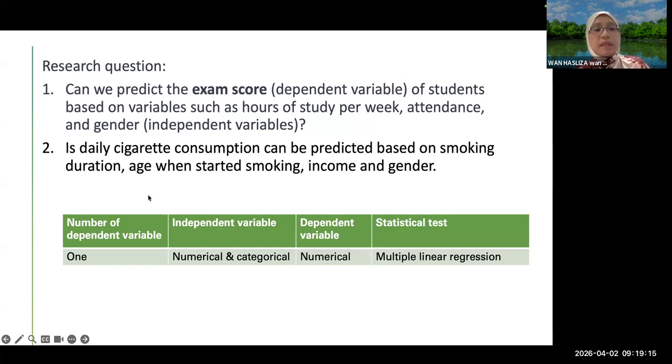Same with the second question, daily cigarette consumption. Is it 1, 2, 3, 4, 6, 7, 20, and so on? Can it be predicted based on the smoking duration, age, income, and gender? Now I have four independent variables. Smoking duration, how long these participants smoke. Age, when they start smoking. Income, gender. And then it's mixed between numerical and categorical. And my outcome, I only have one, which is cigarette consumption, which is numerical. So in this case, I have to apply multiple linear regression.